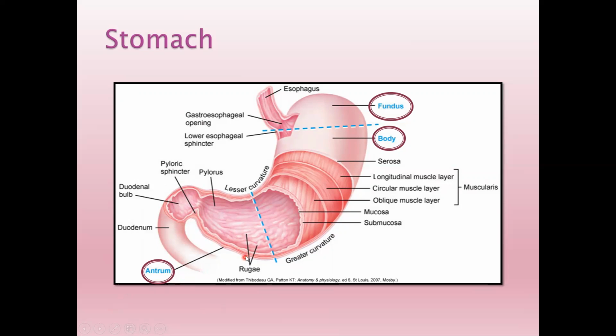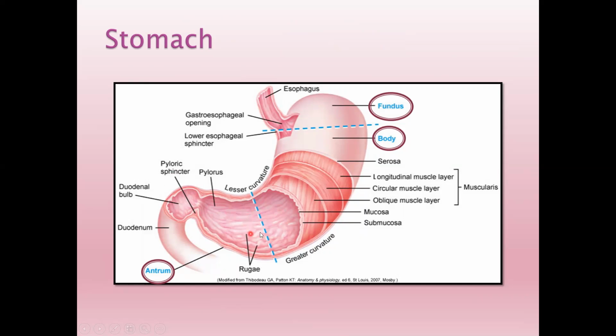The lining of the stomach is formed with rugae, and that's what these are, rugae. They are apparent with an empty stomach, so you can see the folds. But as the stomach fills, the rugae unfold and the wall stretches.